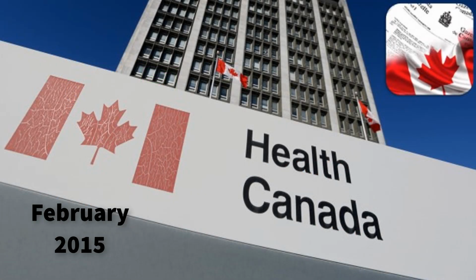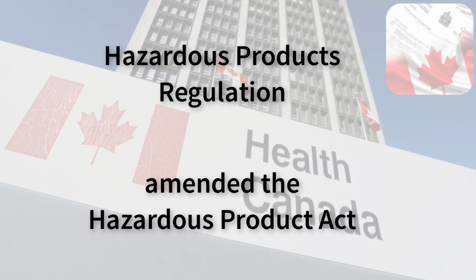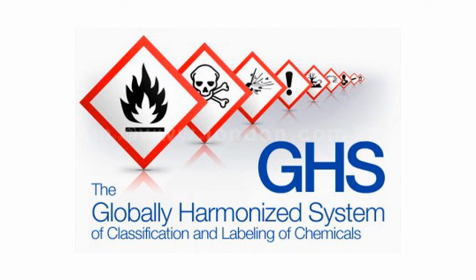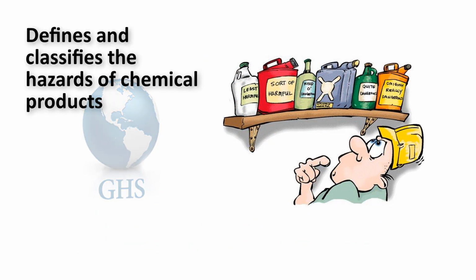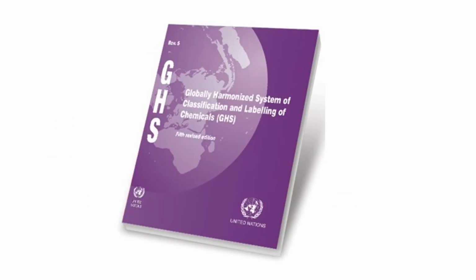In February 2015, the federal government published a new regulation called the Hazardous Products Regulation and amended the Hazardous Products Act to implement the globally harmonized system of classification and labeling of chemicals, GHS. GHS is a system that defines and classifies the hazards of chemical products as well as communicates information on health and safety through labels and safety data sheets, SDS. It is published in a book referred to as the Purple Book by the United Nations.